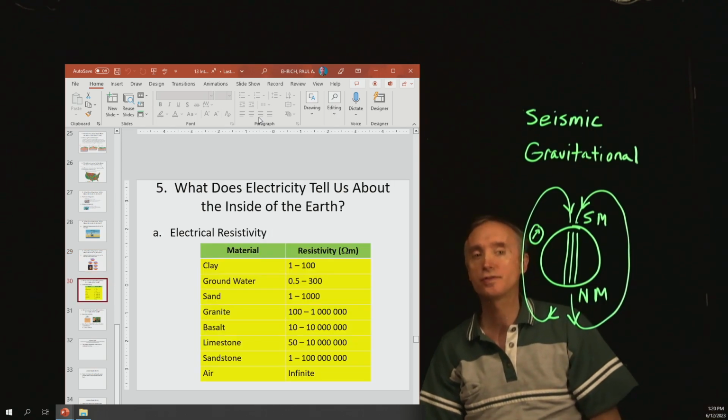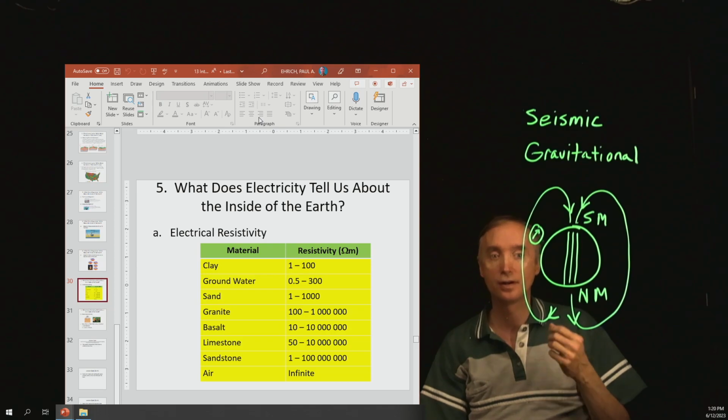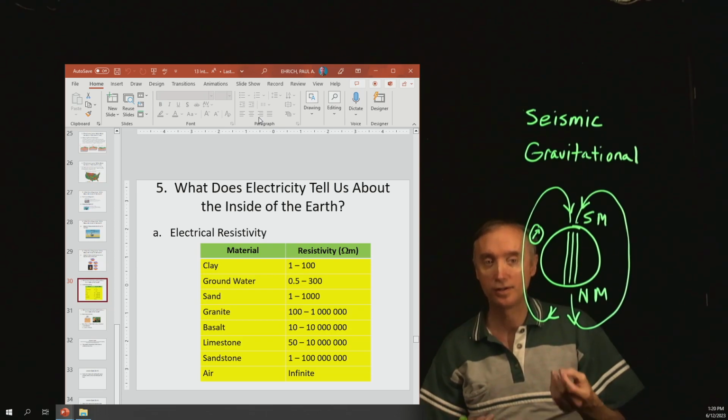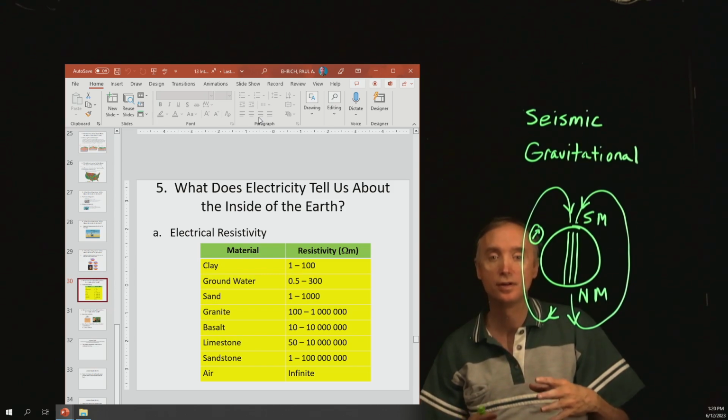Okay, what about electricity? What can that tell us about the inside of the Earth? Well, you've got to know the difference between a conductor and an insulator. A conductor conducts electricity. A good conductor of electricity would be copper. All metals are good conductors of electricity. Anything that's a bad conductor is an insulator. Examples of insulators would be wood, glass, or plastic.